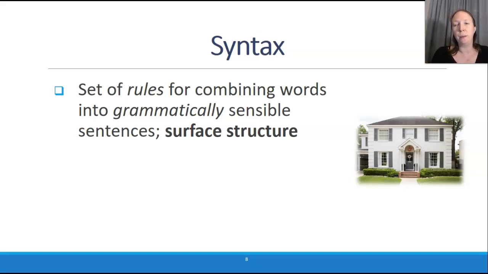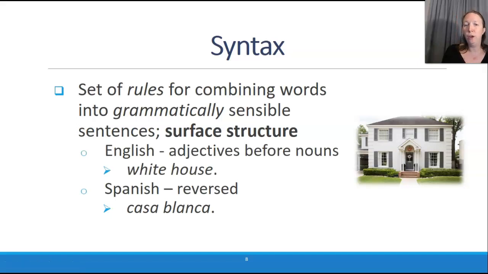Okay, syntax first though. It's the set of rules for combining words into grammatically sensible sentences. It's the surface structure. So if I say grammar, typically syntax is what you think of. You think of the order, like verbs coming after the subject, or in English, adjectives coming before nouns, whereas in Spanish, it's reversed: the noun comes before the adjective. So syntax is particular to each and every language throughout the world, but it's the rules for how we put words and sounds in order so it makes sense in a sentence or a paragraph.